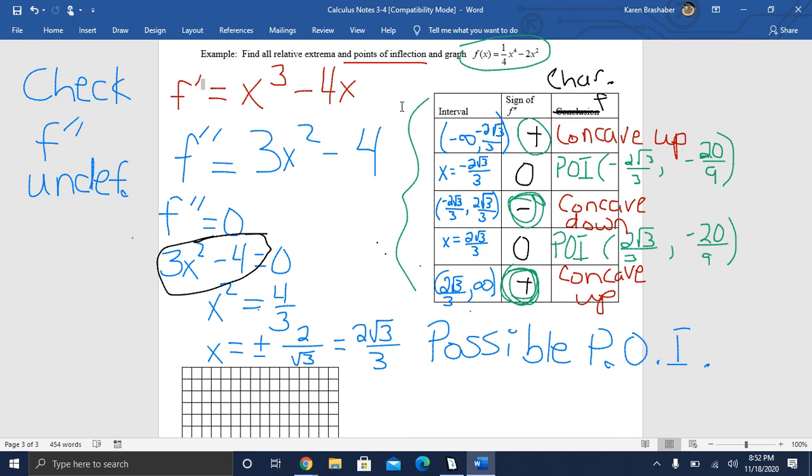So this is the end of this video. You should use this one whenever you are asked to find either where a graph is concave up or down, or if you're asked to find the points of inflection.